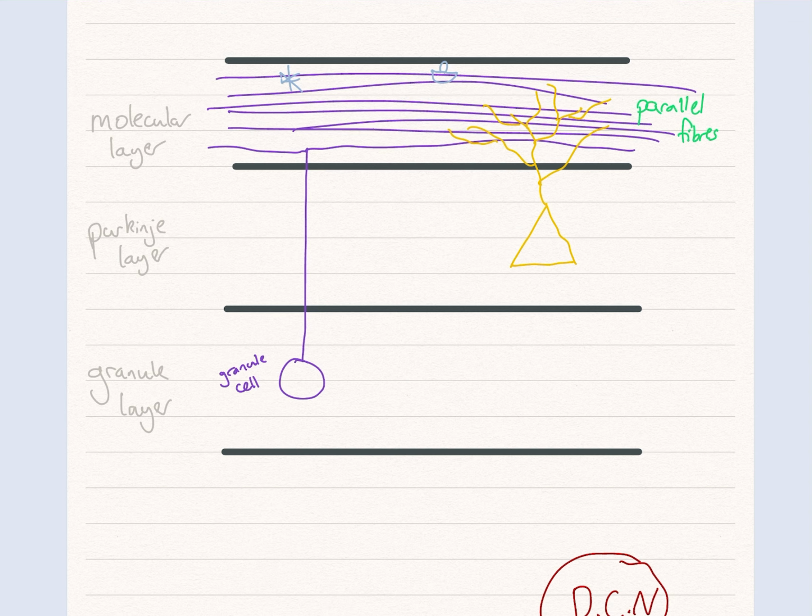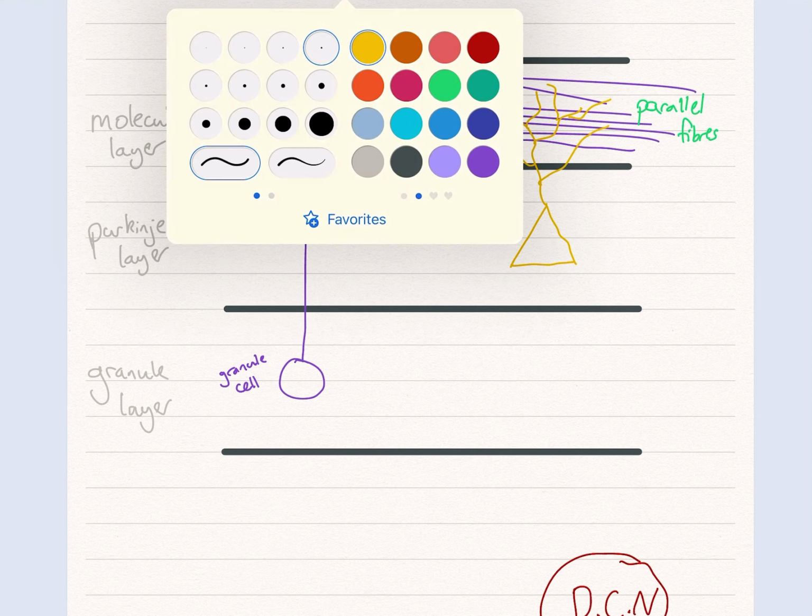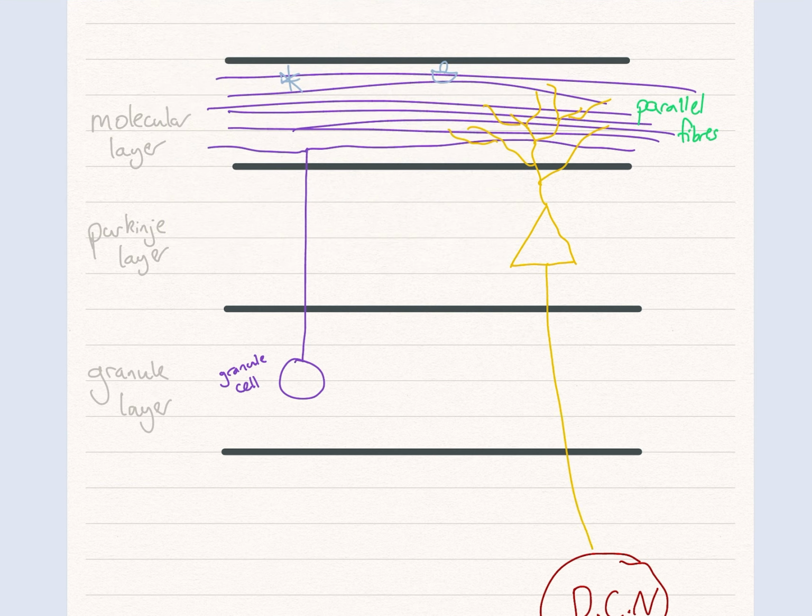So the Purkinje cell is GABA, so it's inhibitory, so whatever's going down, it's just going to leave. And so these two here, basket and stellate, are just inhibitory.